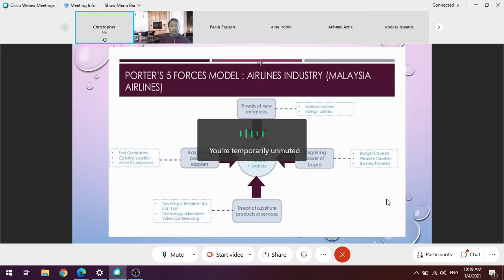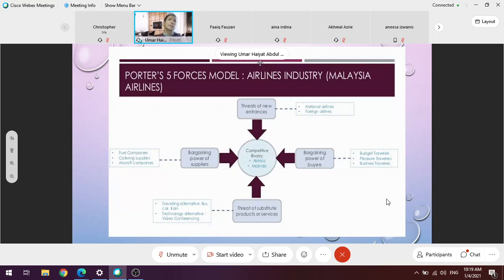Okay. Thank you very much, Chris. I think what you said is totally true. So, in order for Malaysian Airlines to minimize cost as well as to avoid any kind of fierce competition, in this airline business they have some kind of alliance. Okay. One of the alliances joined by Malaysian Airlines is called Oneworld.